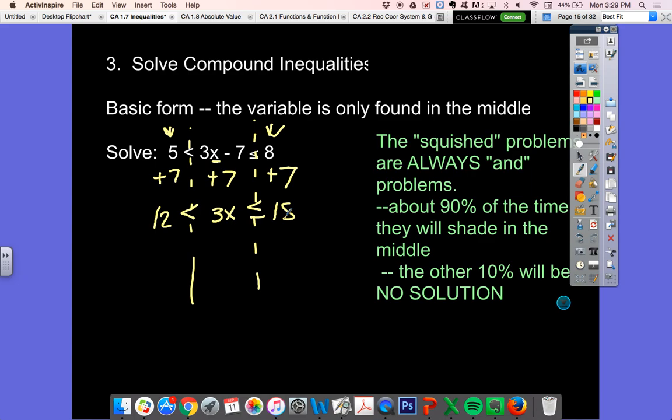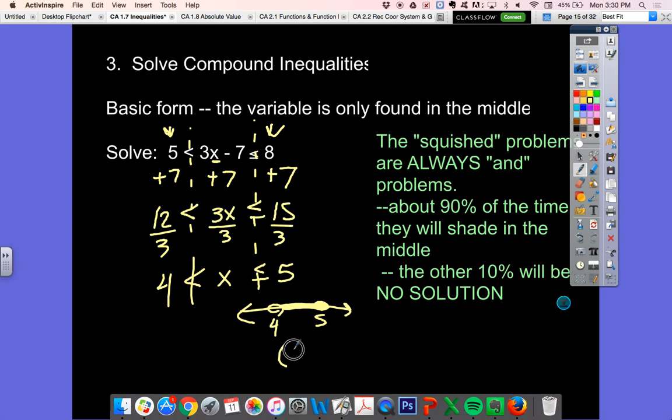Now again, your focus is still here in the middle where you're trying to get x isolated. So I need to divide through by 3, but whatever you do, you have to do it in all 3 sections. So it's going to be 4 less than x is less than or equal to 5. Once you get comfortable with them, you're going to know that just means x is in between 4 and 5. You can do your 4 and your 5. They're in between and 5 is bubbled. So that means you've got 4 and 5 with a bracket.